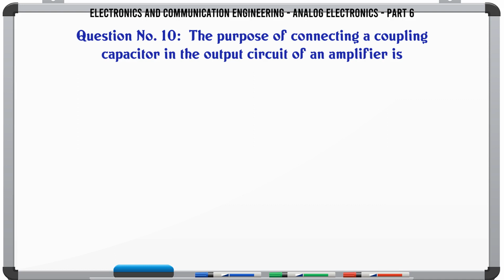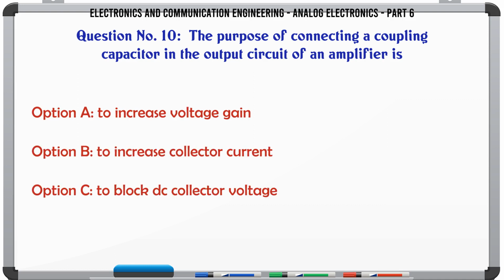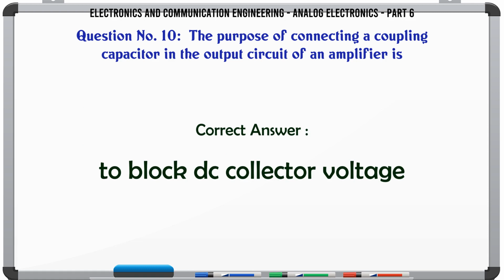The purpose of connecting a coupling capacitor in the output circuit of an amplifier is A. To increase voltage gain, B. To increase collector current, C. To block DC collector voltage, D. All of the above. The correct answer is to block DC collector voltage.